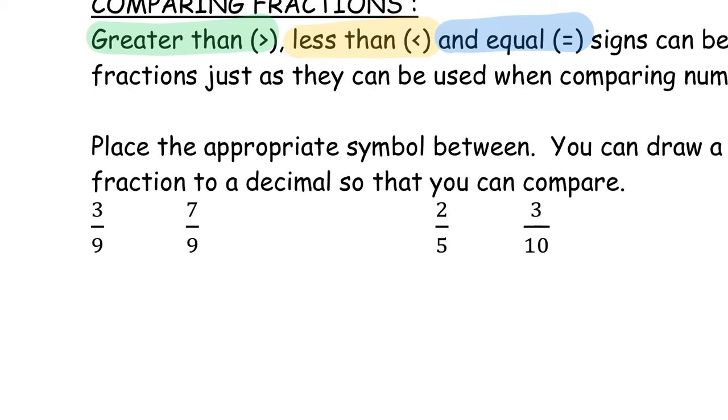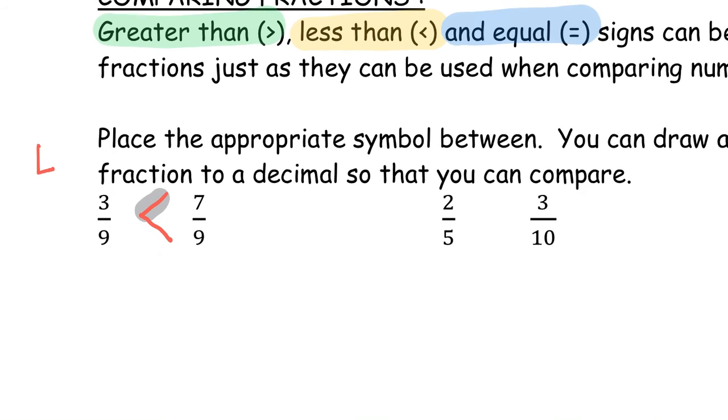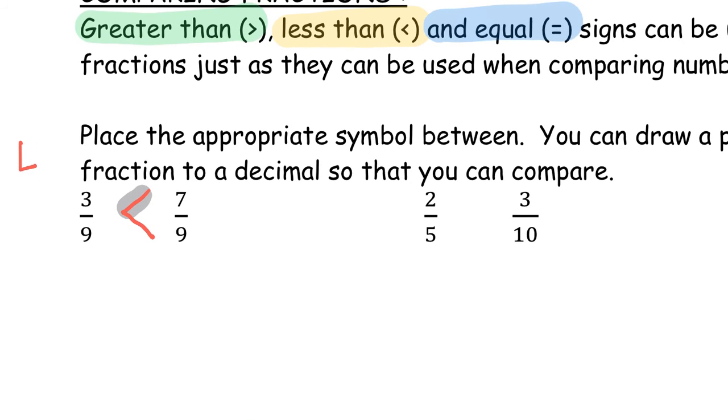The way that I remember it is, on this symbol, there is a big end of the symbol and a small end of the symbol. So the big side goes towards 7/9 and the small side goes towards 3/9. When we're reading this, this is the less than symbol. It kind of looks like an L for less than. So you say 3/9 is less than 7/9.